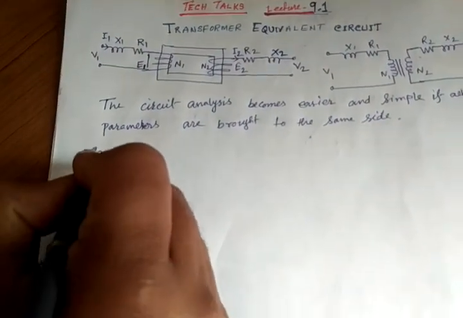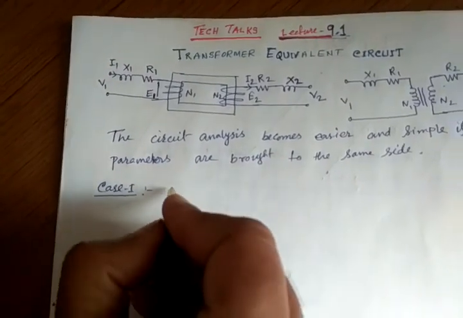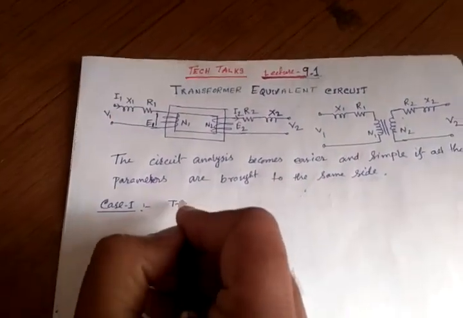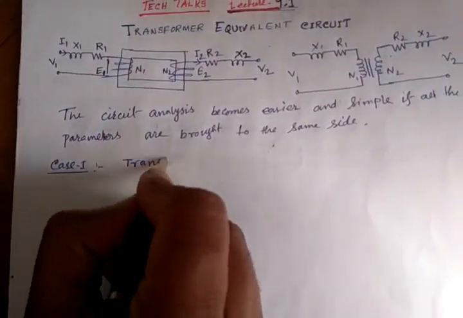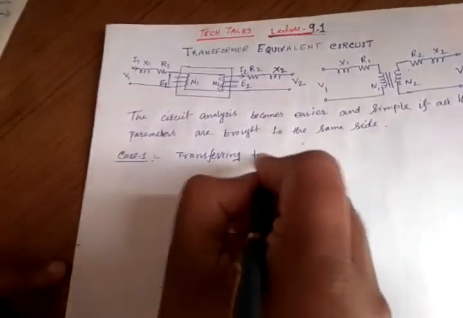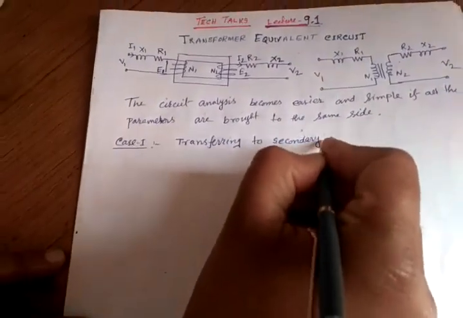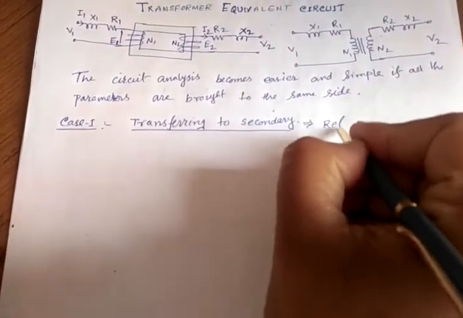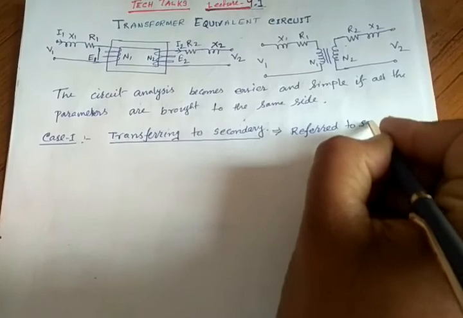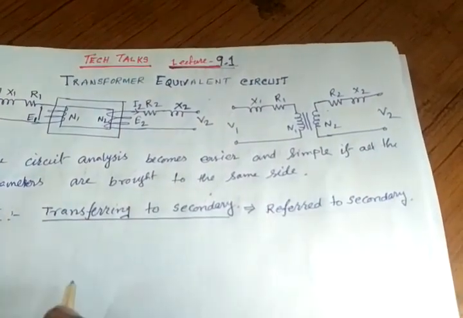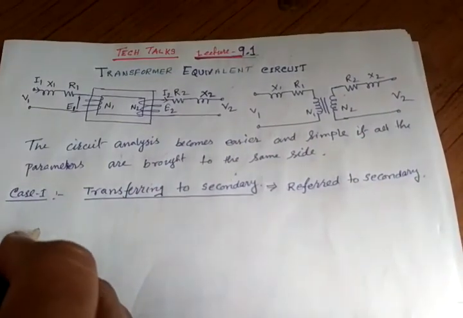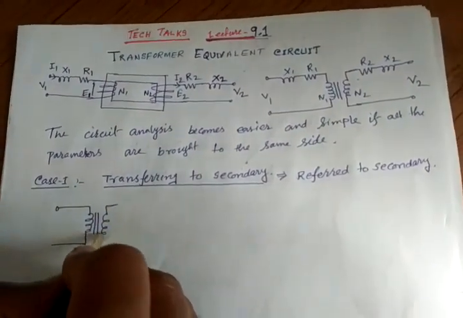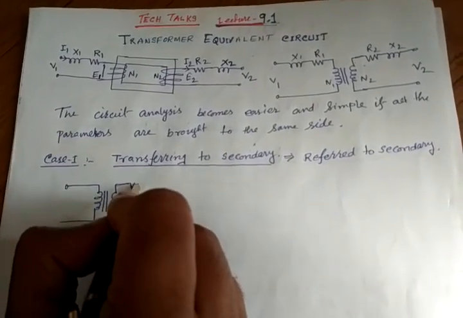So let's start with case 1. Suppose in case 1 we are considering that all parameters are transferred to the secondary. So we are transferring all parameters to the secondary. Sometimes we also call it that all the circuit parameters are referred to the secondary. That means that from this we want to have a circuit that will be like this. Nothing on the primary side, and on the secondary side we should have something like this.